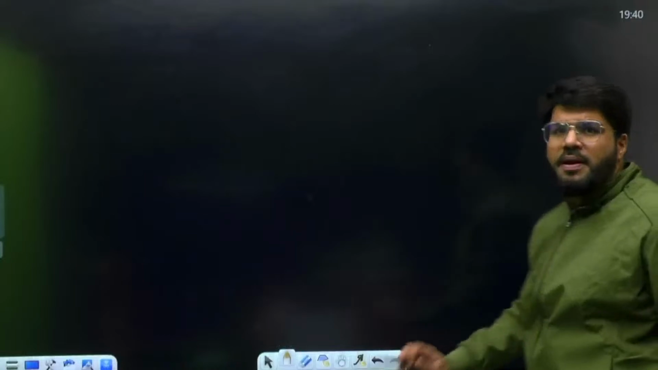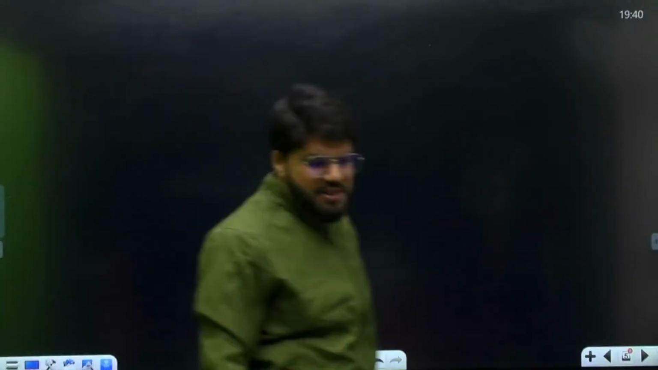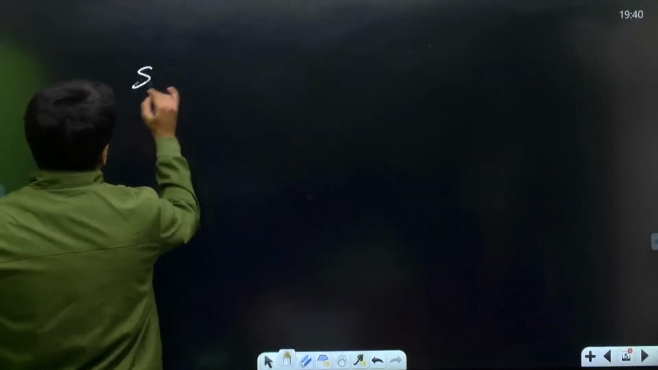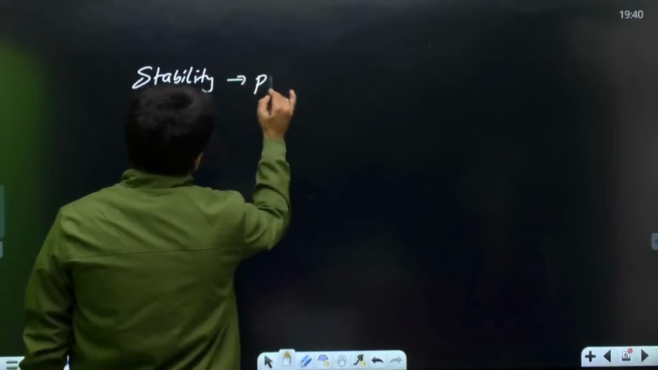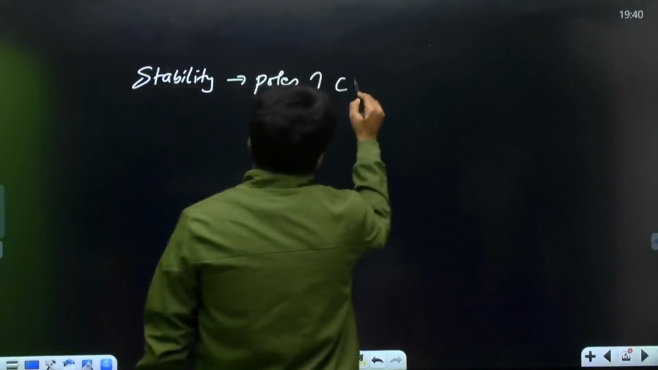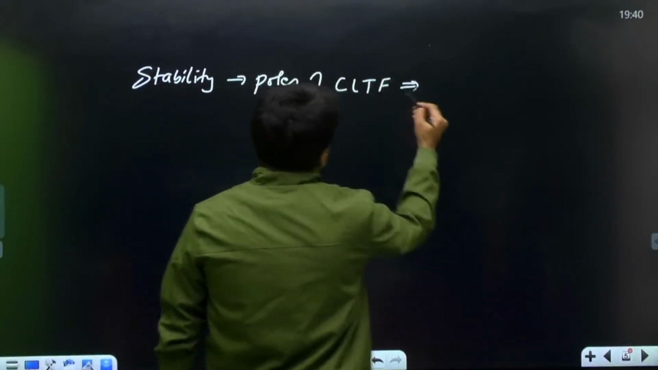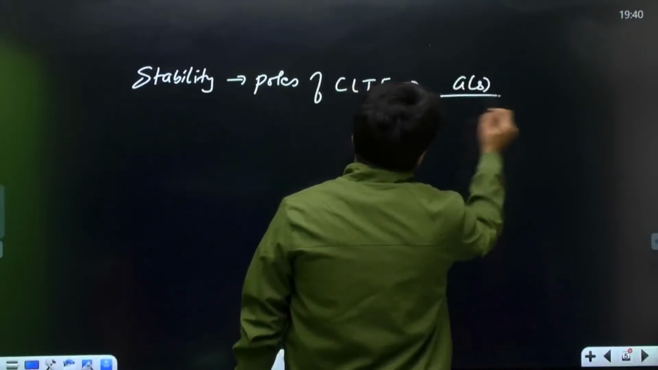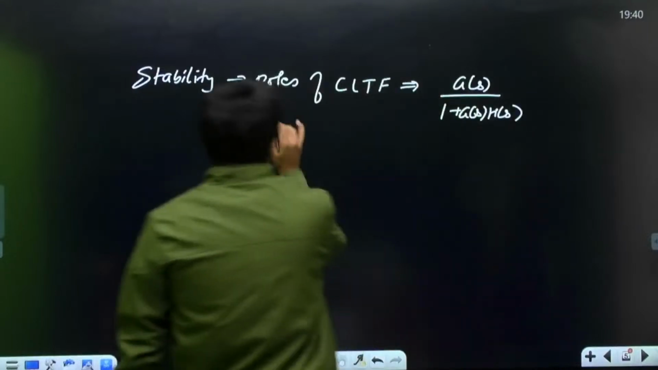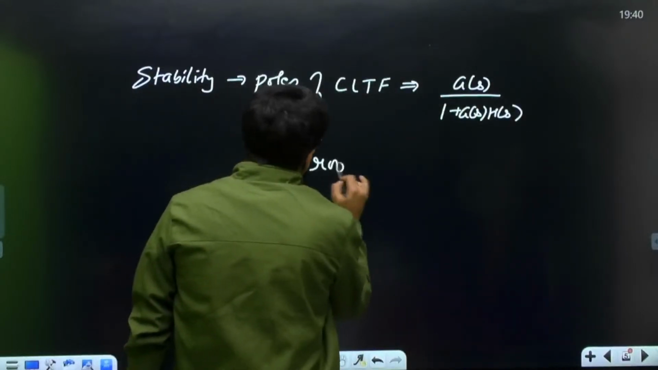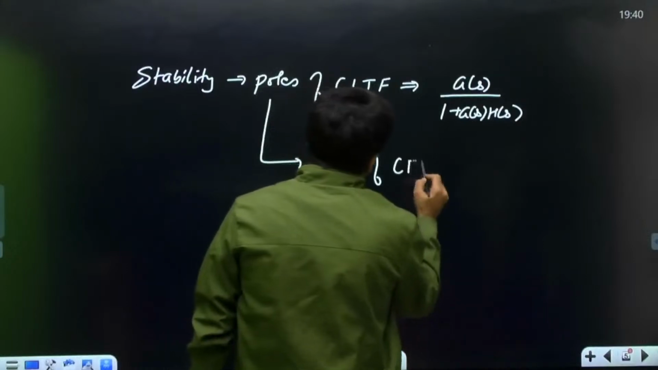What does stability depend upon? This stability criteria actually depends upon the roots of the characteristic equation. Stability actually depends on the poles of the closed loop transfer function. What is the closed loop transfer function? The closed loop transfer function is represented as G(s) upon 1 plus G(s)H(s). The poles of the closed loop transfer function are also known as the roots of the characteristic equation.